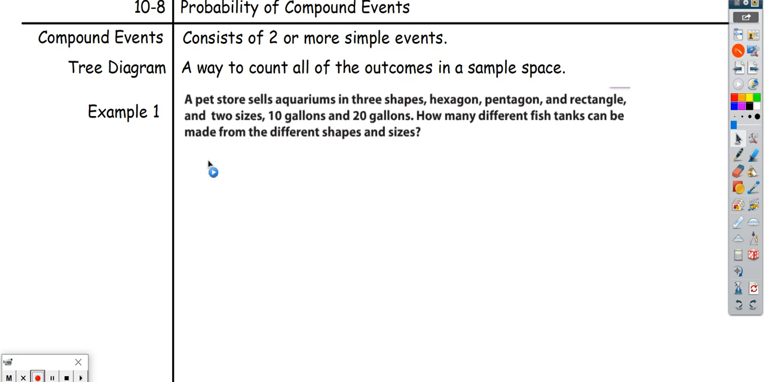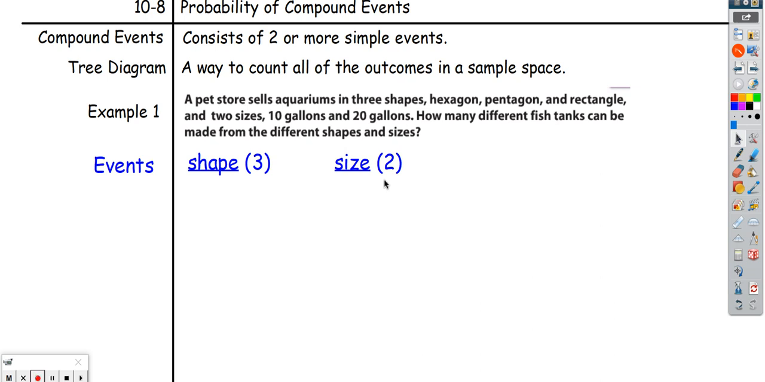The first thing you want to do when you are going to be making a tree diagram is to list your events. Now, if you remember from the fair unfair games, some of the events that we had were coins and die. In this case, the events are the categories of what is being offered for the aquariums. The first category are shapes, and there are 3 of them. And the second category they're offering are sizes, and there are 2 of them. So you want to list your events. Shapes, there are 3. Size, there are 2 different options.